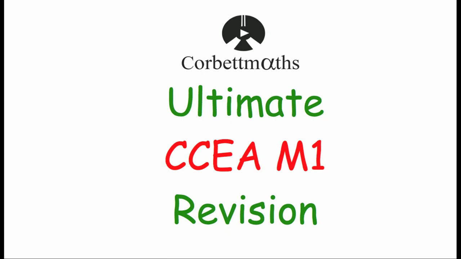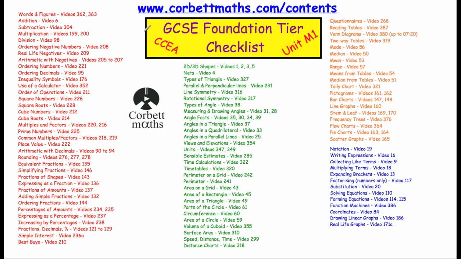So this is for CM1. So this is a calculator paper and it lasts for 1 hour 45 minutes, and here's a list of all the topics in M1. This revision checklist can be found in Corbettmaths, but I've also included it in the description below. So we've got all the topics.